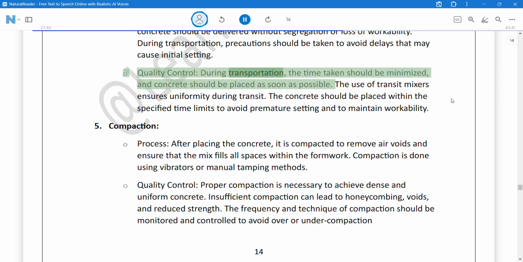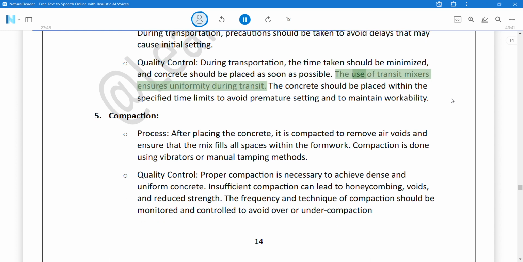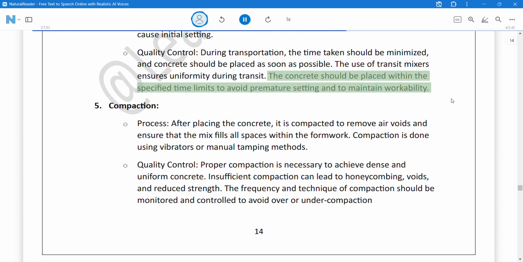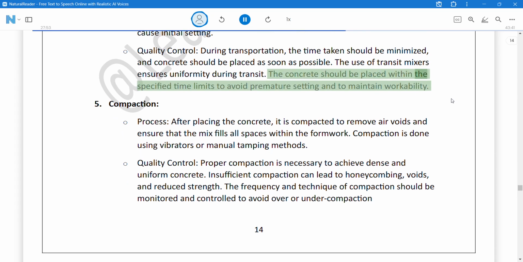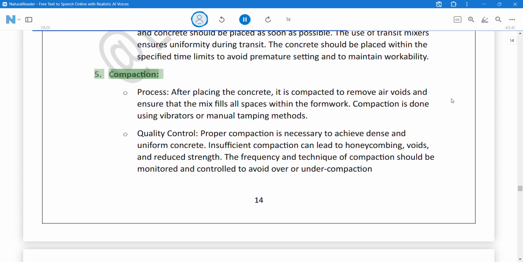Quality control: During transportation, the time taken should be minimized, and concrete should be placed as soon as possible. The use of transit mixers ensures uniformity during transit. The concrete should be placed within the specified time limits to avoid premature setting and to maintain workability.